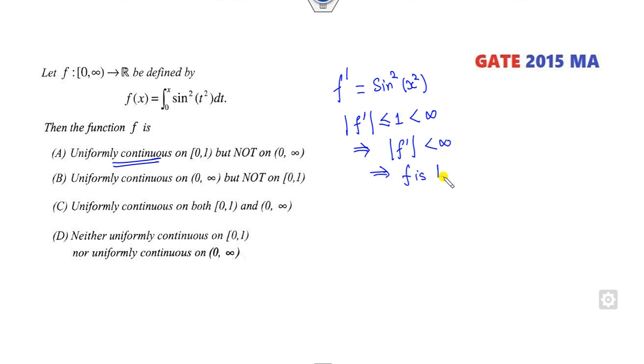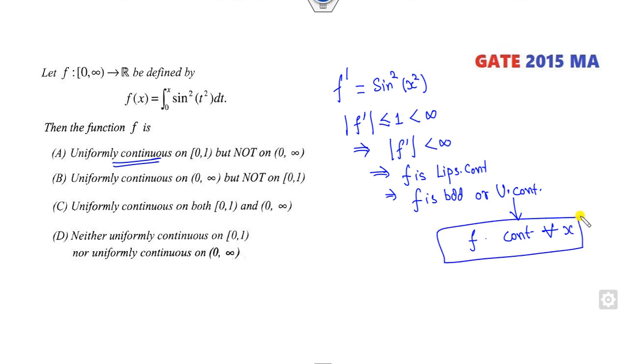What is the meaning of that? F is Lipschitz continuous, or you can say f is bounded, or you can say f is uniform continuous. Once it's uniform continuous, it means this is continuous as well for all this domain. Fine. So what is the meaning of that? It is 0 to infinity. F is uniform on the 0 to infinity. Cancel out. 0 to infinity correct option. Neither. Fine.